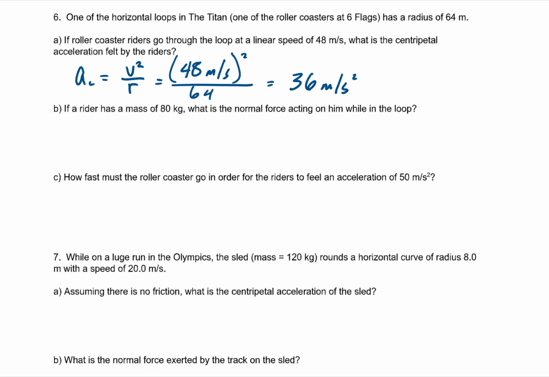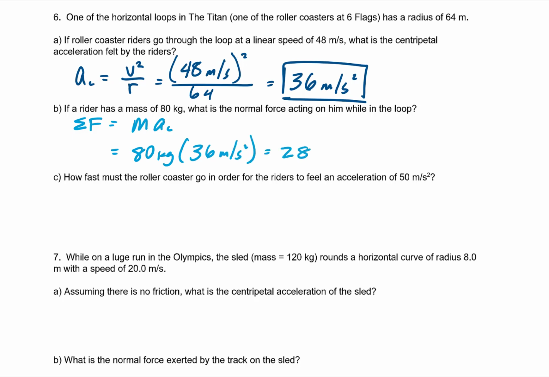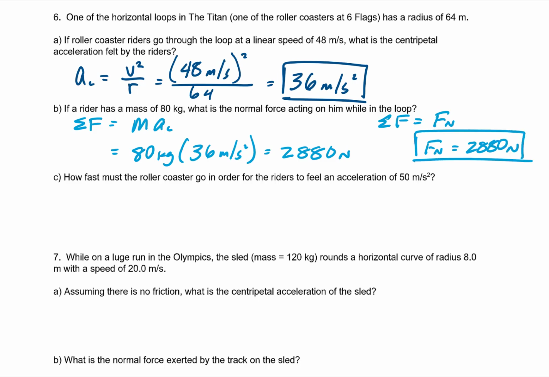So I've got a rider with a mass of 80 kilograms, and I want to know the normal force acting on him while he's in the loop. So here's where we have to do net force stuff, because it's asking about forces. Net force is equal to mass times centripetal acceleration. Well, I have all that information. So from there, I can see the net force is 80 kilograms times 36 meters per second squared, 2,880 newtons. But I know the only force acting on this guy while he's in the loop is the normal force, so that 2,880 newtons is equal to the normal force. That's all we have to do.